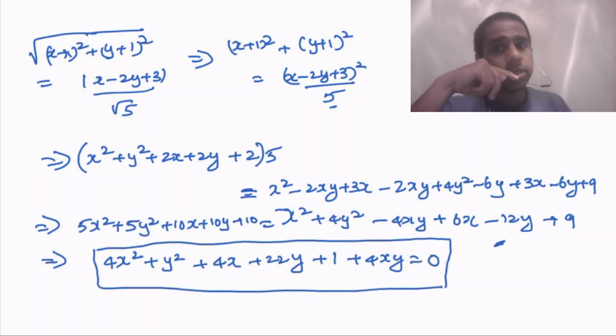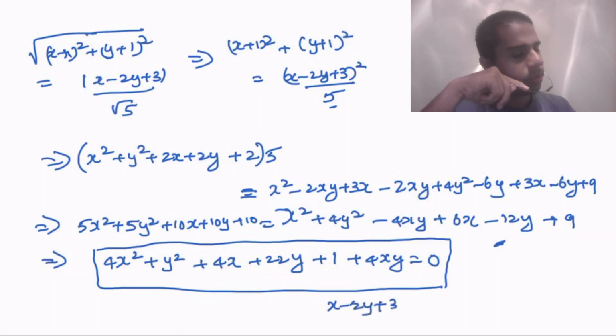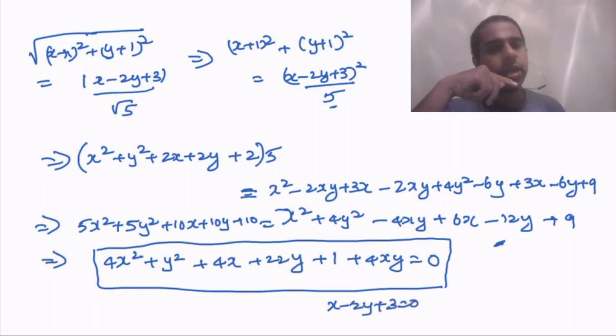And what is the equation of the directrix given? The equation of the directrix given was x minus 2y plus 3 equal to 0. This is the equation of the directrix given.